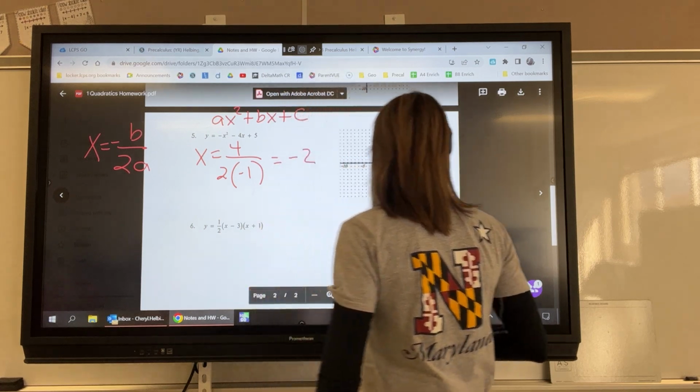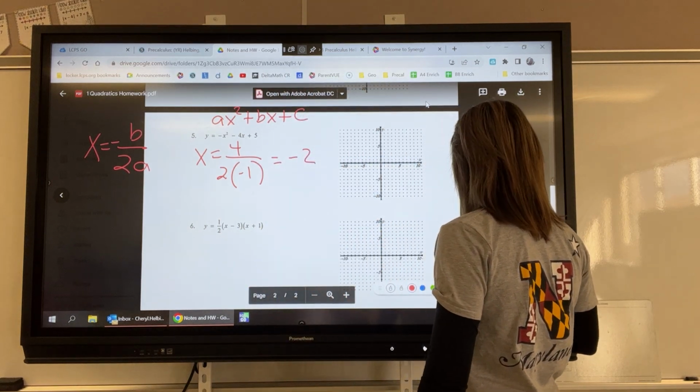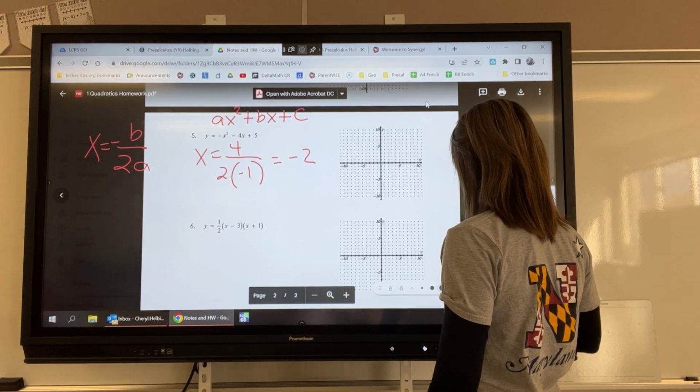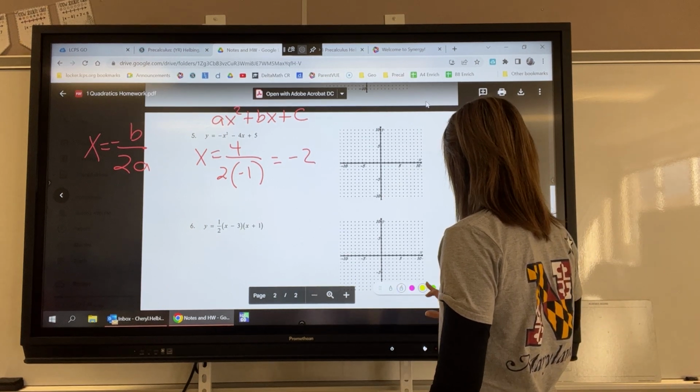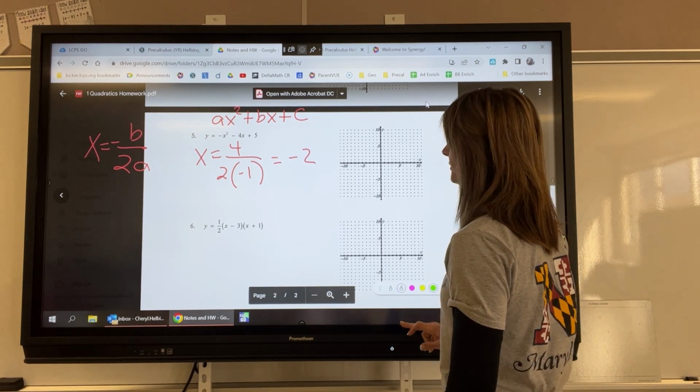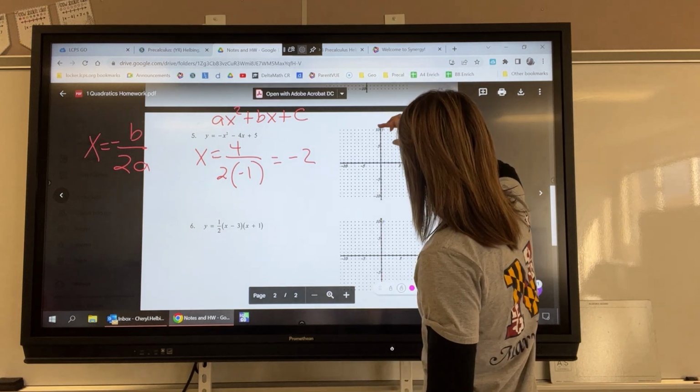-2. So now, usually I use a highlighter. Is there a highlighter on this new one? No, that's an eraser. Ooh, there is a highlighter. Okay, x equals -2.